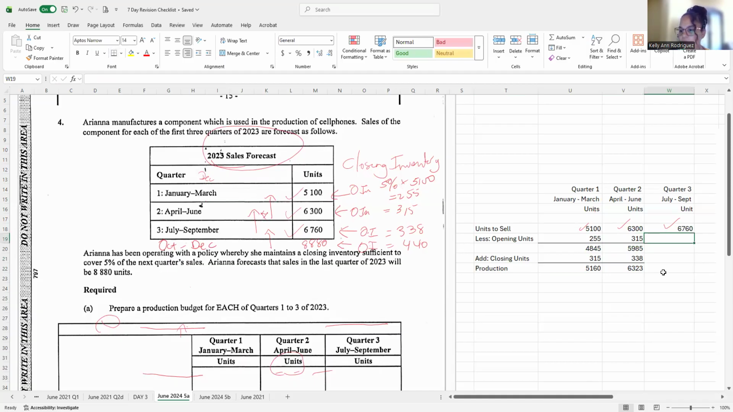And for the last quarter, we have the sales. Do we have our opening? Yes, our opening was the closing before. So the opening is 338. You need to minus the opening from your forecast sales. And do we have the closing? Yes, we do have closing because they give us what the last quarter is estimated to be, 8,880 units, which will be a 5% we need to keep back to start in that. 5% of this we need to keep back. And the 5% is 444. So when we add that, we get our production.